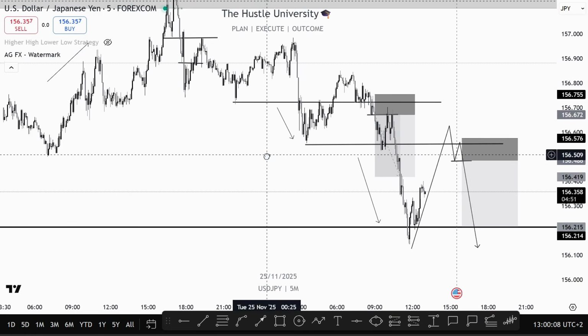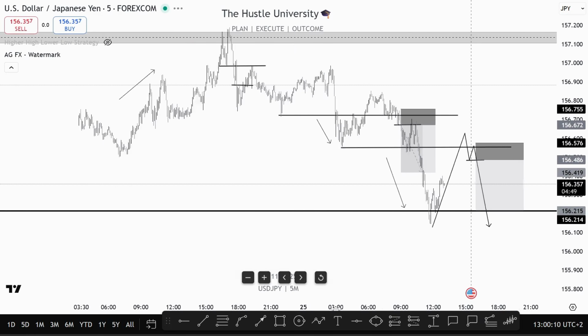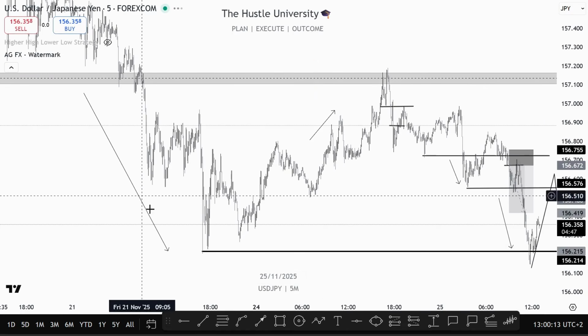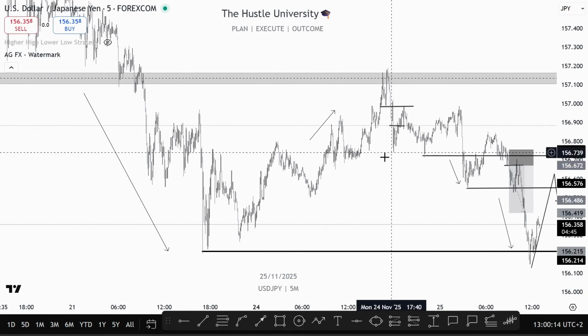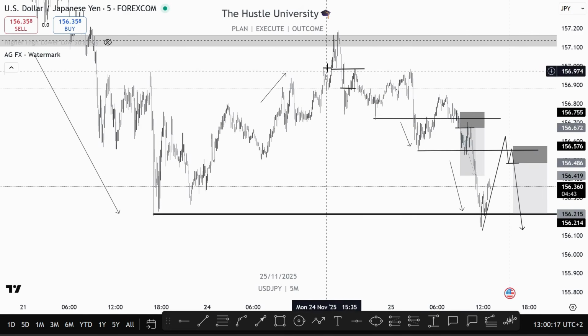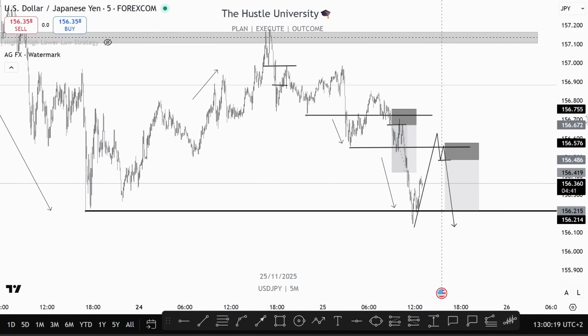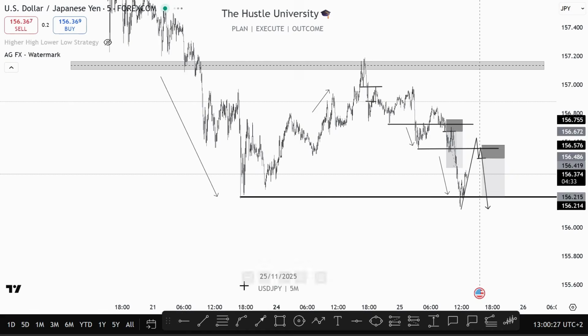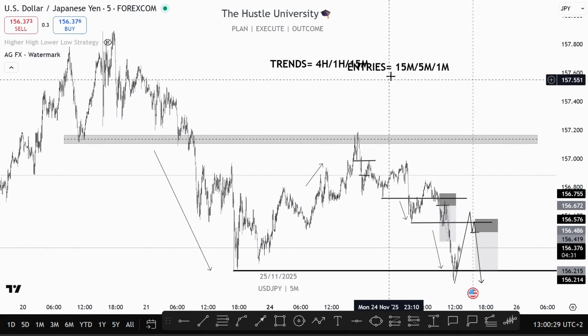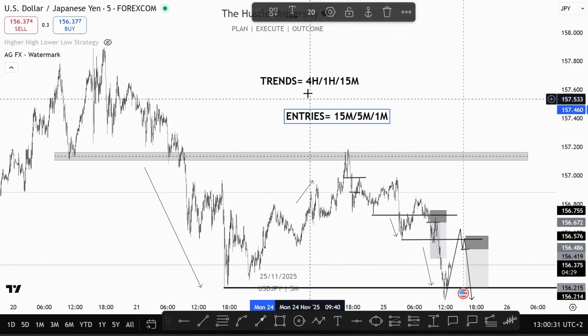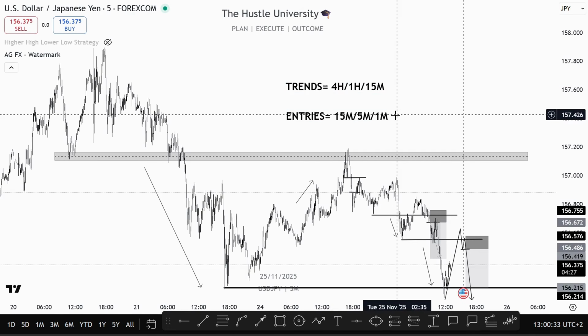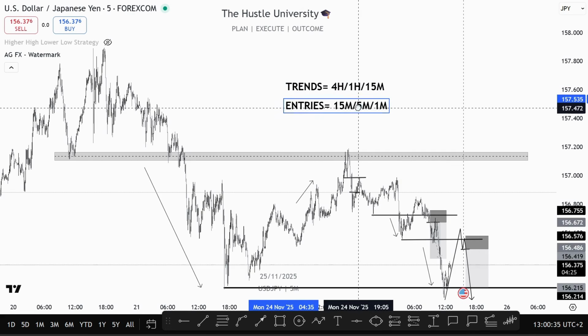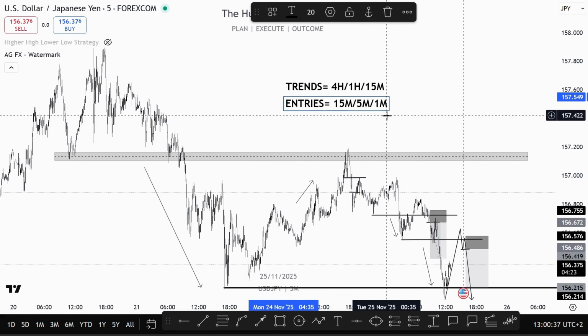So as you can see, there are a lot of trading opportunities just from this 1 hour indication, price doing that correction, and then that continuation to the downside. If you know how to spot market structure, and if you know how to do all of this, then things get much, much easier for you. Don't forget the trends. You find trends on the 4 hour, 1 hour, and 15 minute, and then entries on the 15, I mean 5, and 1 minute.